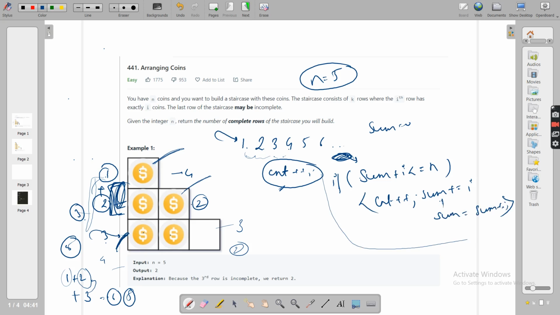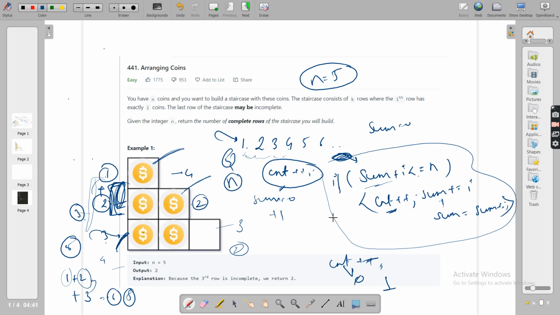So as long as the sum is lesser than or equal to n, you will say that yes, the count of my complete rows will keep on increasing. Initially your sum variable was 0, you added 1 to it. Because 0 plus 1, the sum, is lesser than n, which was your 5, you incremented the count variable from 0 to 1. Then you added 2 to it, and now the sum became 3.